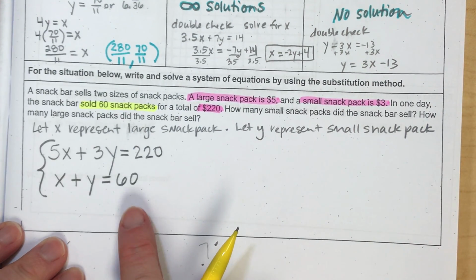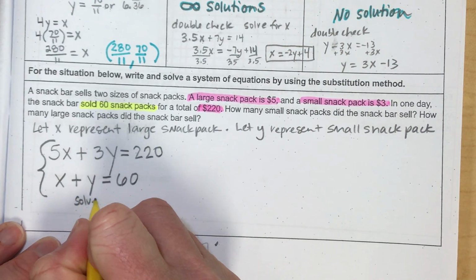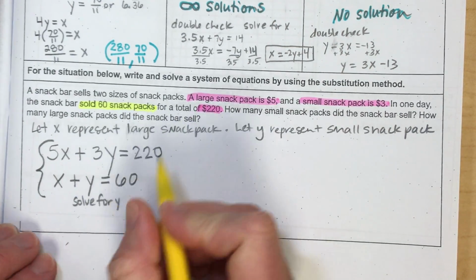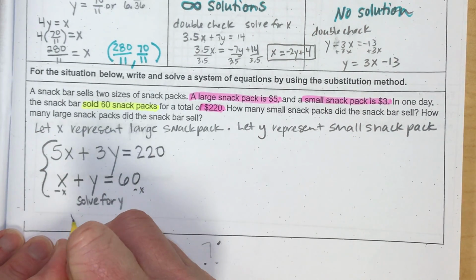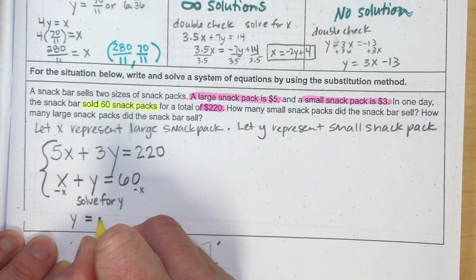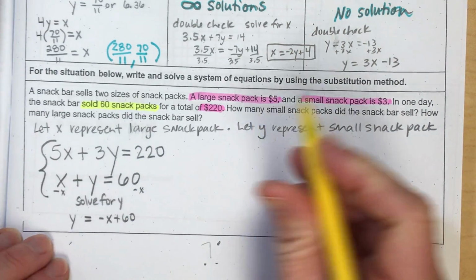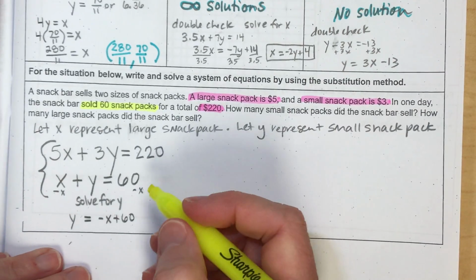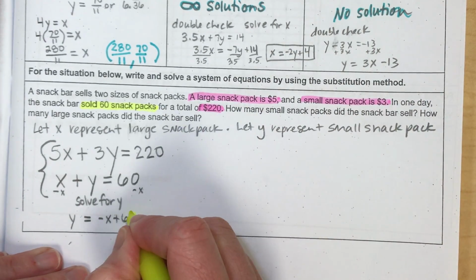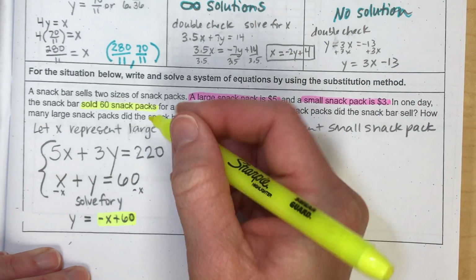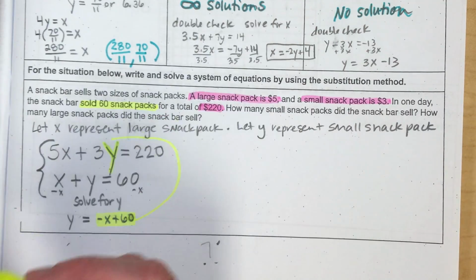What I'm going to do is in my second equation, I'm going to solve for Y, and I'm going to do that by subtracting my X term over. And so Y in the bottom equation will equal negative X plus the 60 that was already there. Now I'm going to use substitution because it says right here in our direction, substitution method. I'm going to plug this expression into the Y of my other function. So I'm going to put that in there.